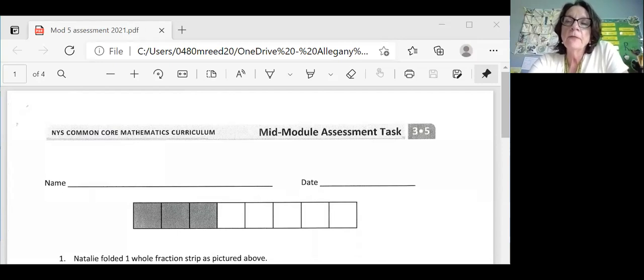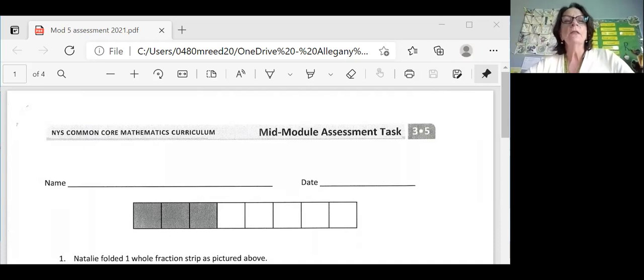We read the test aloud to our students in school, so we want to read it aloud to you as well at home. That way you get the same support that the students did in school. I'm going to read each question and then allow you to work on it independently, and then make sure you submit it to your teacher.